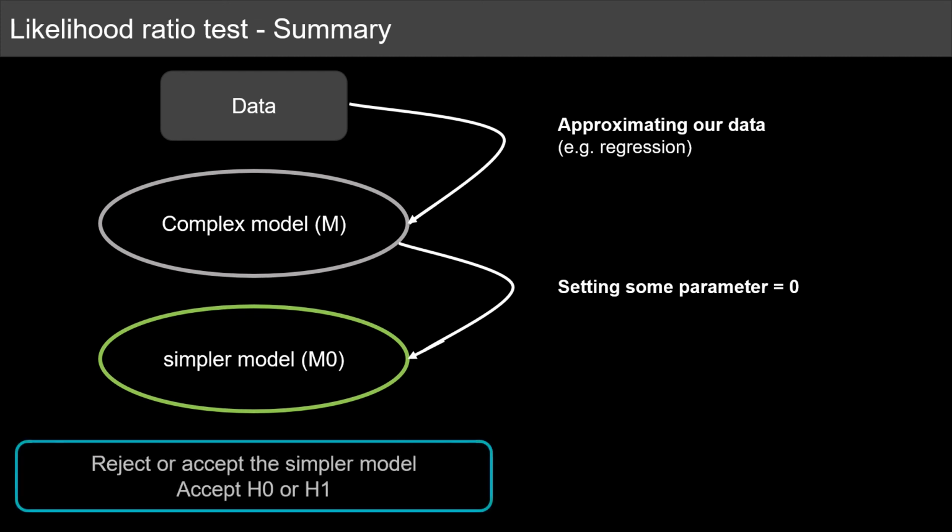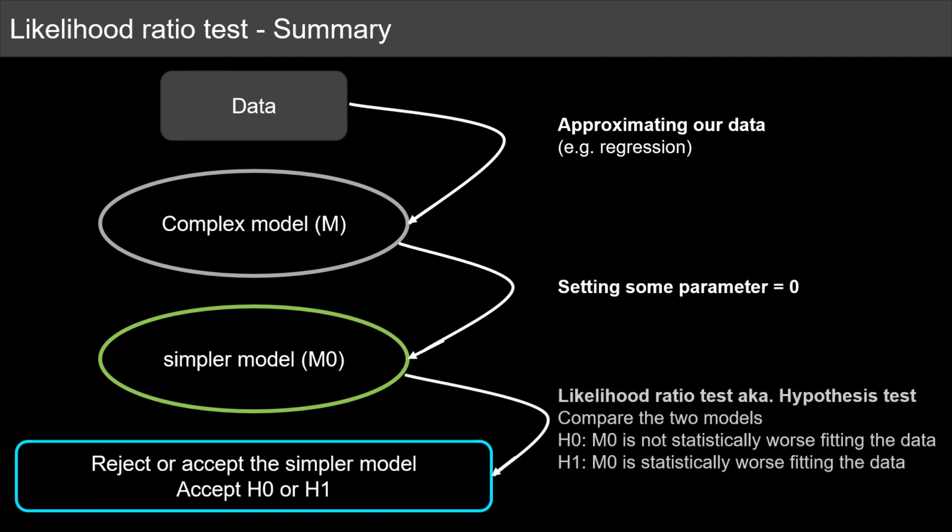We can reformulate this problem to a hypothesis test. H0 states that M0 is not statistically worse fitting the data, whereas H1 states that M0 is indeed worse fitting the data. And here we will not explain the calculation of the likelihood ratio again. You can simply pause the video and jump back to the corresponding part. And with that, that's all you need to know about the likelihood ratio test.